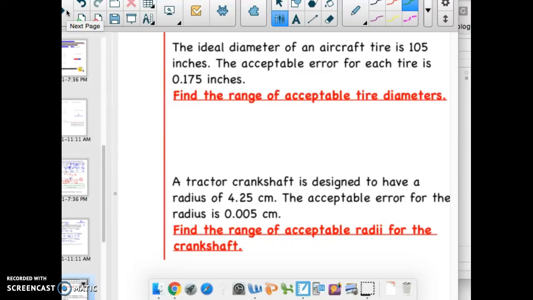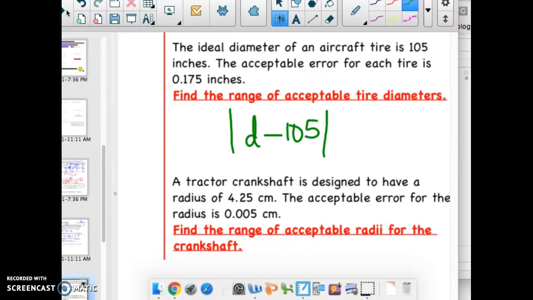So, an ideal diameter of an aircraft tire. Now that's pretty big because we're talking about an airplane. The ideal diameter is 105 inches. The acceptable error for the tire is 0.175 inches. It says find the range of an acceptable diameter. So the first thing I'm going to do is go D for diameter, and I'm going to find acceptable. And it says it has to be 105. So guess what? Here's the 105.